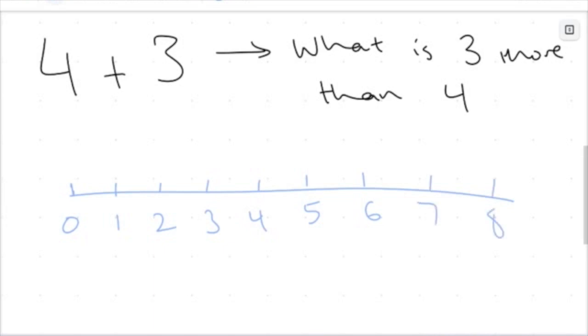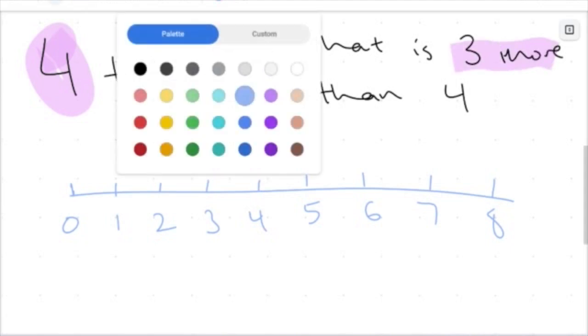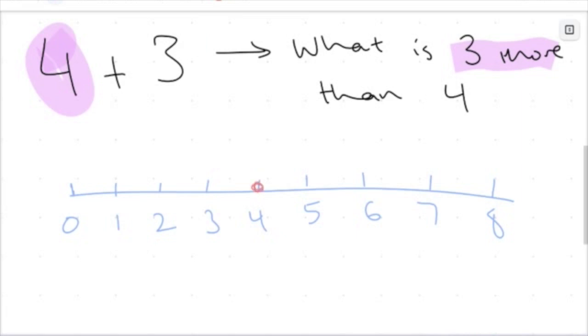So let's look at the perspective here. We're starting with the number 4, and I'm trying to find what is 3 more than that. So drawing in my 4 here, I'm going to go 3 spots to the right because I'm finding what 3 more than that is. So if I go 1, 2, 3, lo and behold, I end up at the same number.